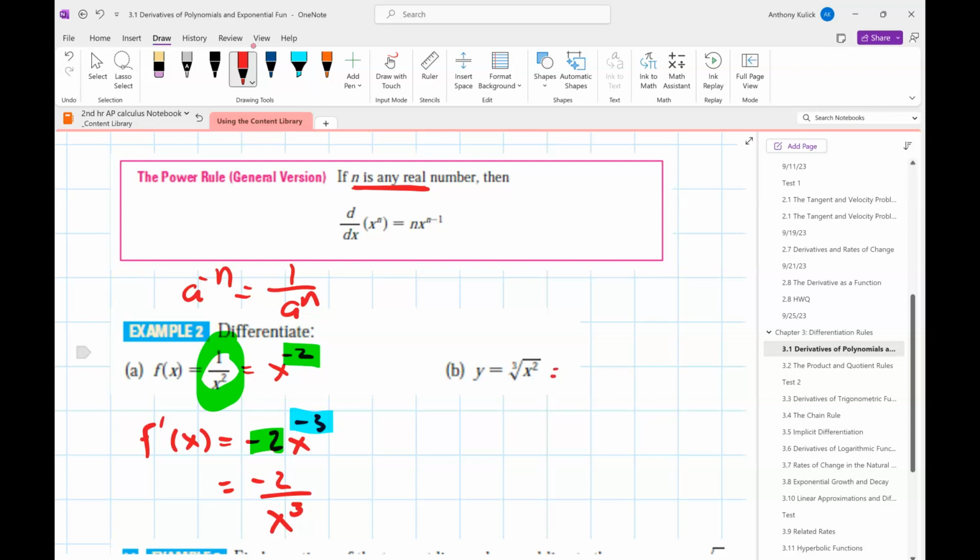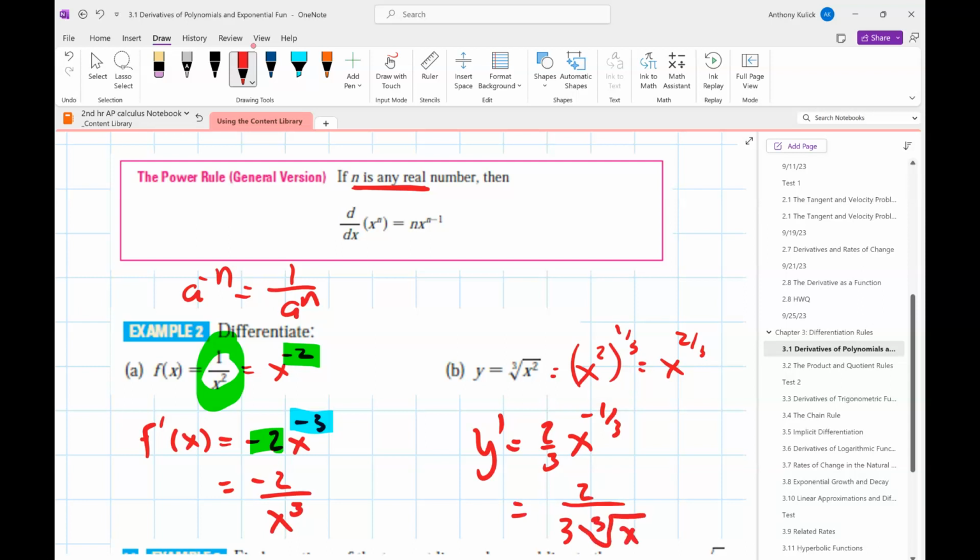Cube root of x squared. Isn't that x squared to the 1/3? Which is x to the 2/3. So then 2/3 x to the 1/3. So we'd say that y prime is 2/3 x to the negative 1/3, which is 2 over 3 cube roots of x.